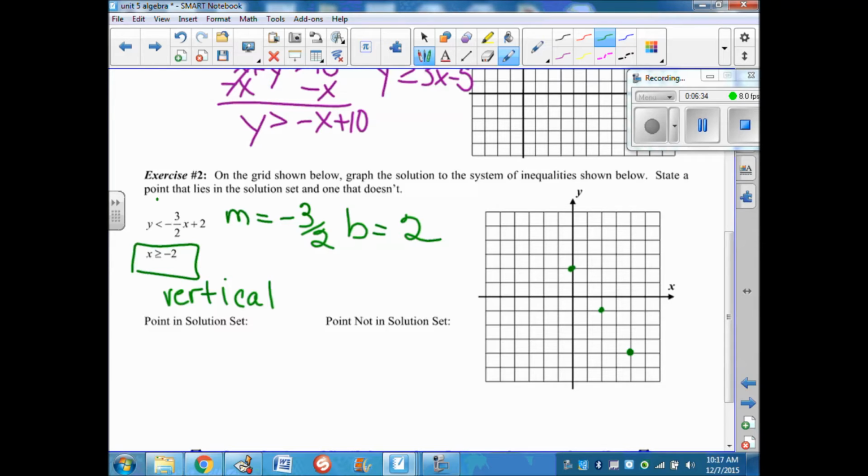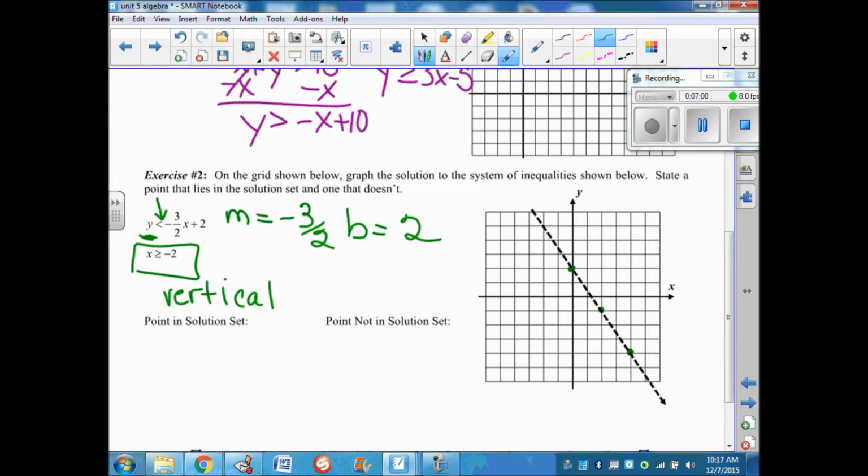And our inequality symbol is less than, so we've got a dotted line there, because it's not equal to. Use a straight edge to make sure that your solutions are as accurate as they can be. And then remember, there's an infinite amount of solutions to this, so where are all the y values less than? Are the y values less than above the line?